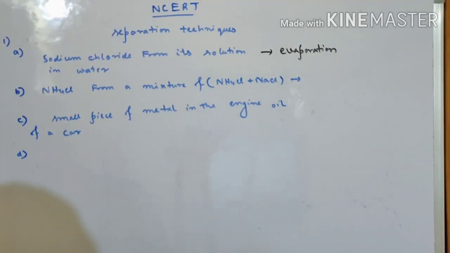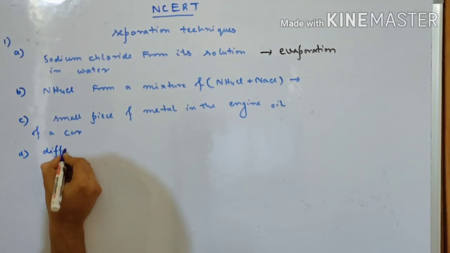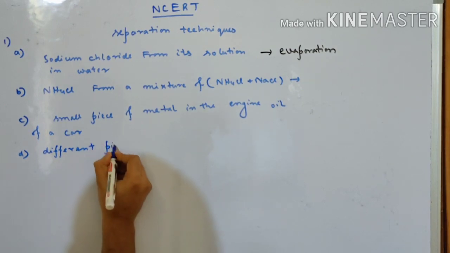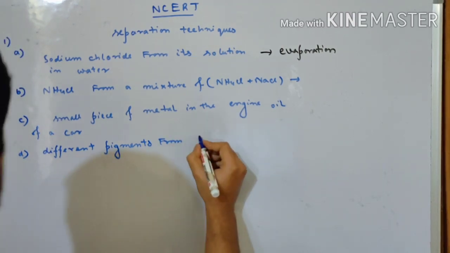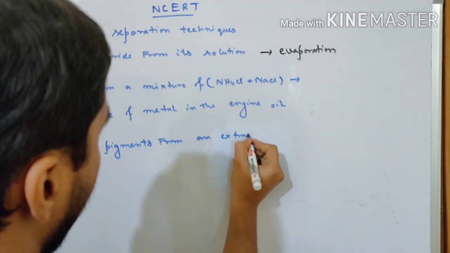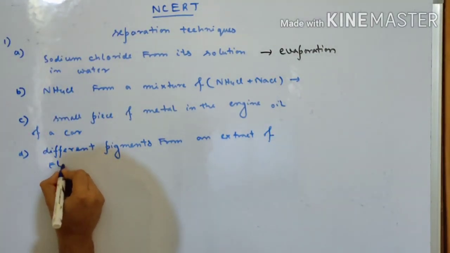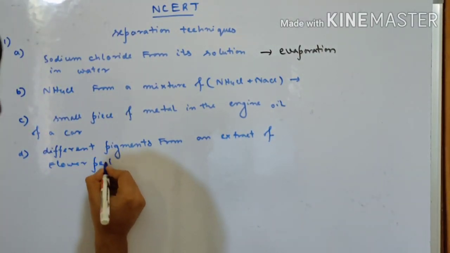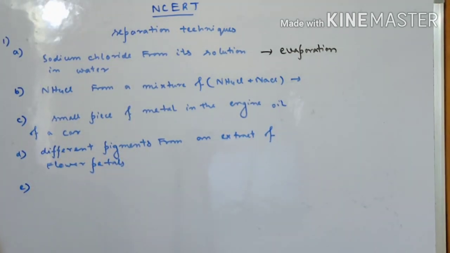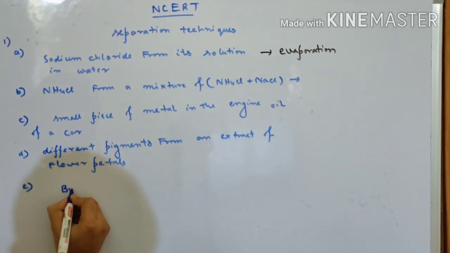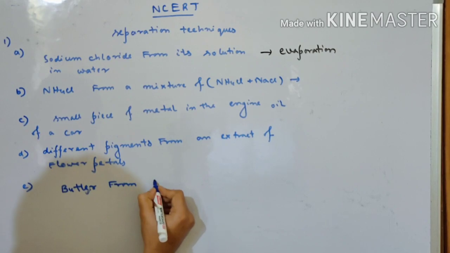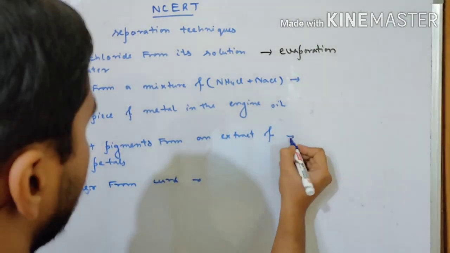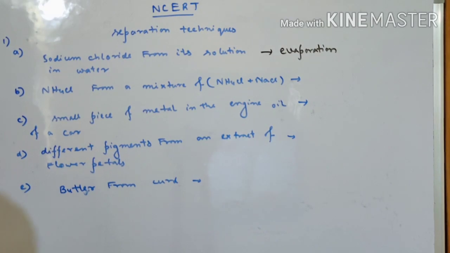Next is different pigments from an extract of flower petals. Next one is butter from curd. So let us see the answers of these first, then the further ones we are going to see.